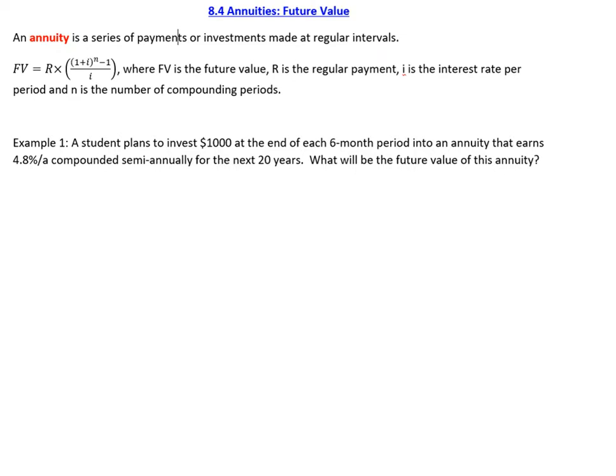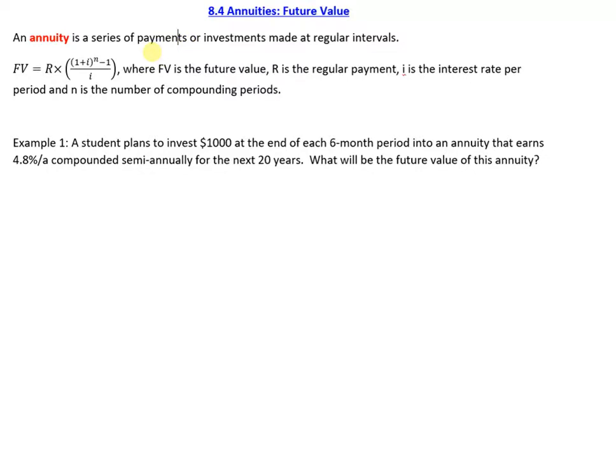Annuities, and we're going to talk about the future value. When we're talking about an annuity, this is just a series of payments, either investments or actual payments on a loan, and these are made at regular intervals. For example, every single month you want to invest $100, so on the first of the month, $100 goes out of your bank account and into an investment.